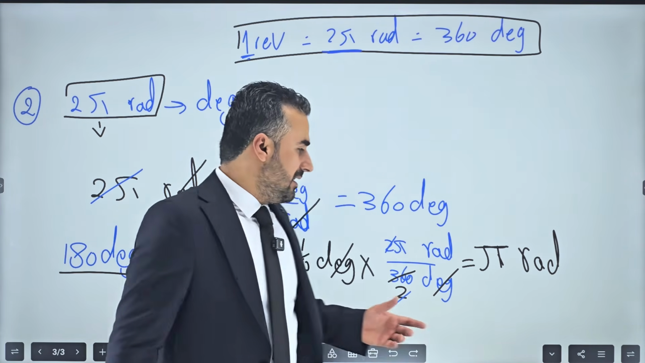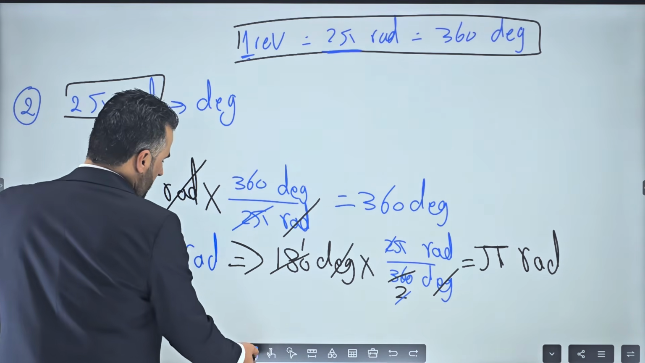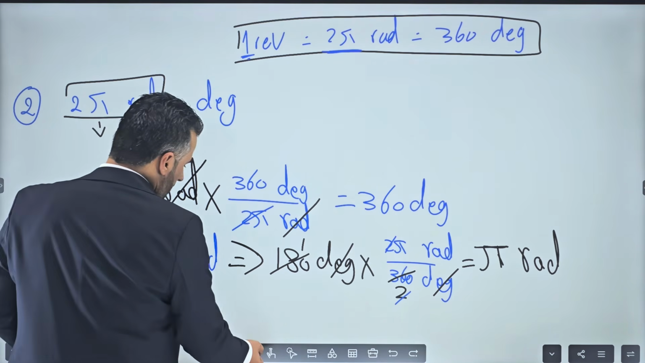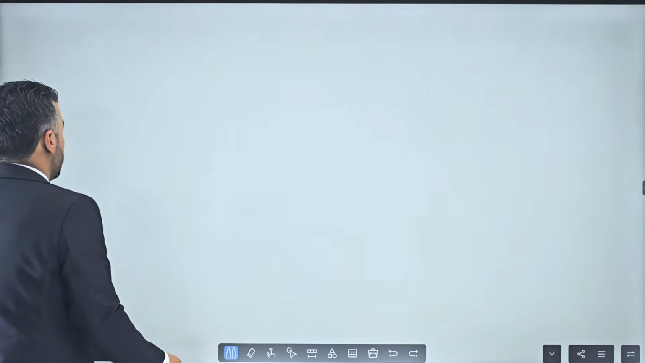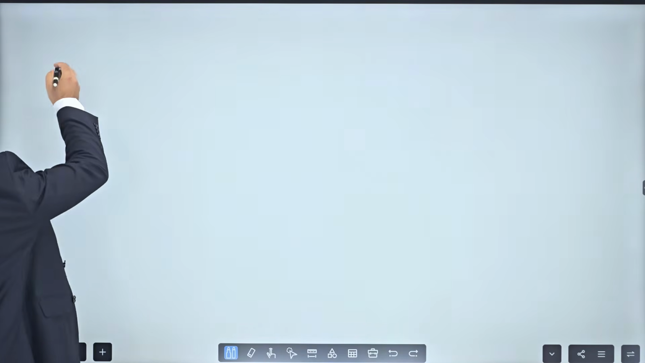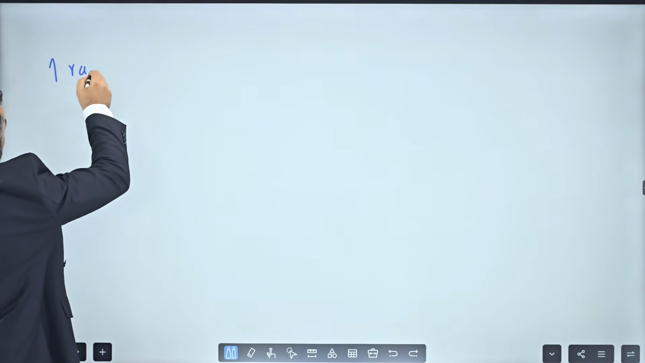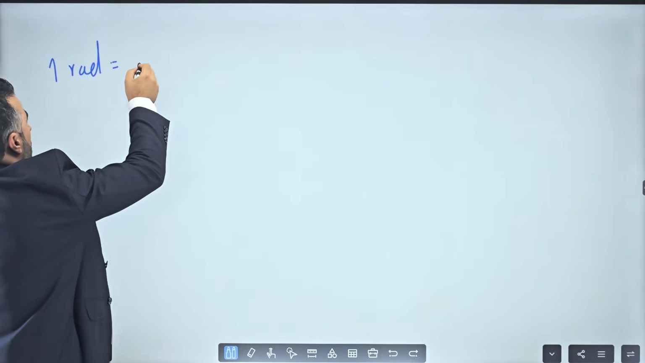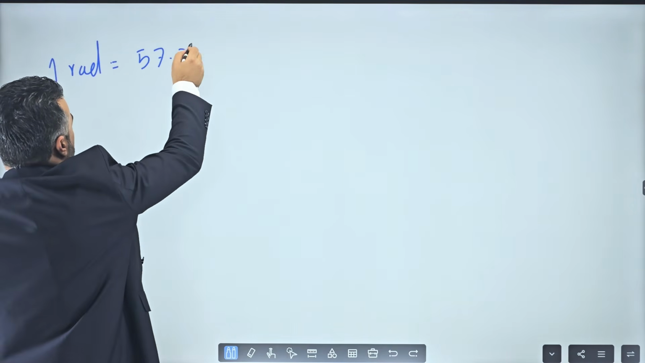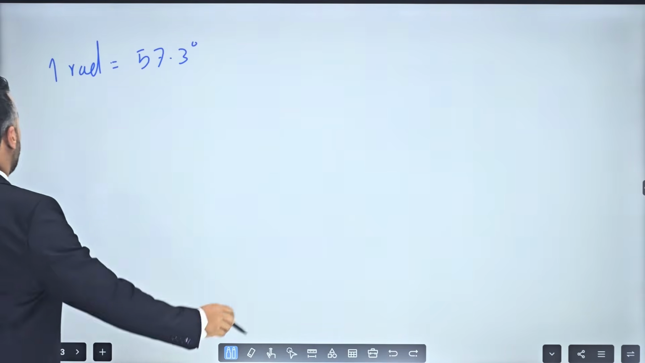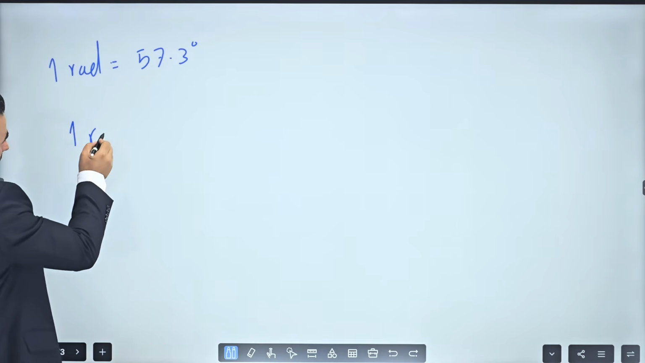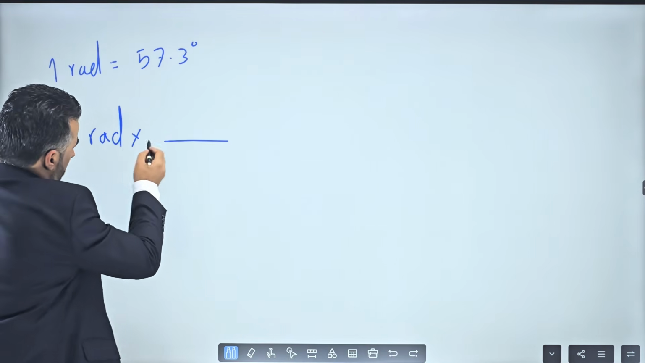That's it. Now, if you remember previously, we said that, so I'll erase this one, but before I do, remember this key conversion here. Do you remember we said 1 radian is approximately equal to 57.3 degrees? Let's find out if this is true, okay? So simply, we can just say 1 radian. Use a conversion factor.